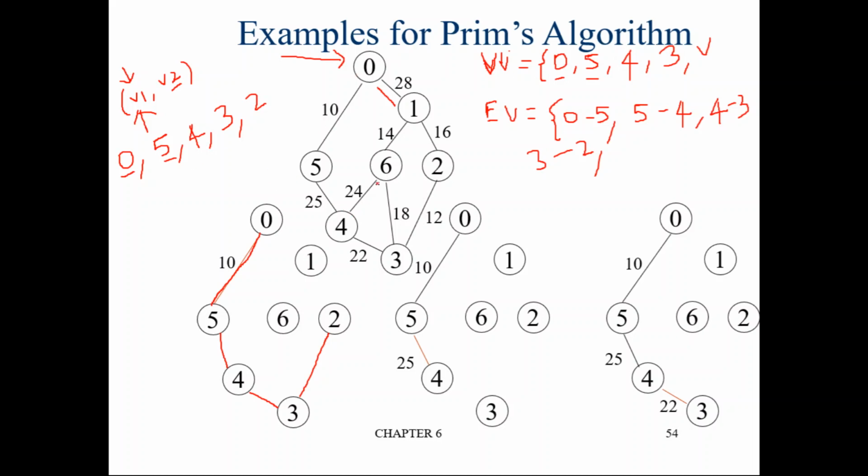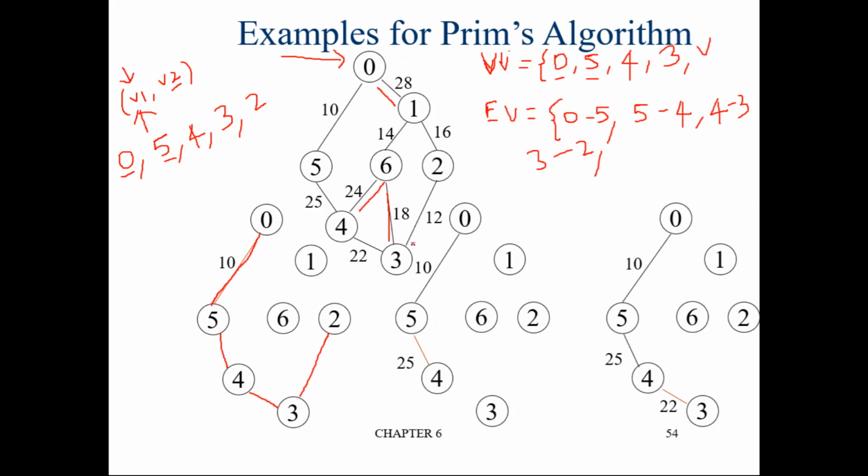4 and 6: 4 is in the vertex list, 6 is not. So V1 should be in the vertex list and V2 should not be in the vertex list. So for 4 to 6 we have one option. 4 to 3 we cannot take because 4 is in the list and 3 is also in the list. Next, from vertex 3, 3 and 4 are both in the list, so we cannot take that. 3 and 6 we can take. 3 and 2 we cannot take because 3 is in the list and 2 is also in the list.